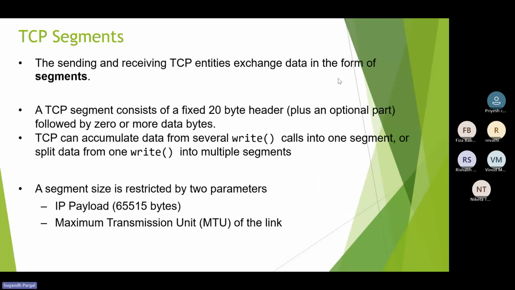So the sending and receiving TCP entities exchange data in the form of segments. A TCP segment consists of a fixed 20 byte header plus an optional part followed by 0 or more data bytes. TCP can accumulate data from several write calls into one segment and split data from one write call into multiple segments. The segment size is restricted by two parameters: the IP payload, which is of size 65515 bytes, and the maximum transmission unit, the MTU, of the link.